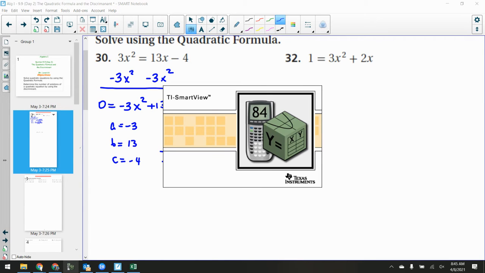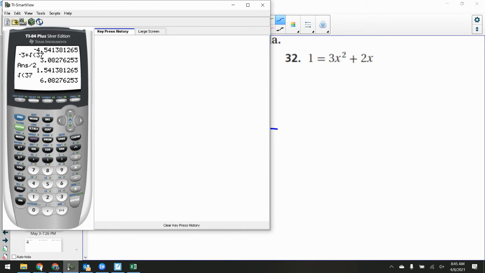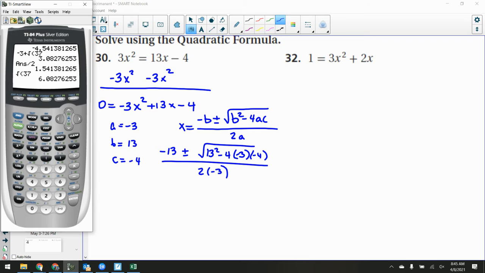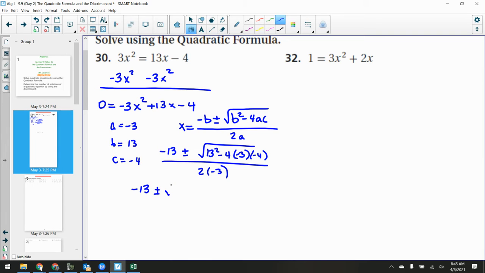Anybody remember what I called that yesterday? Yes, I did call the square root the house. But the thing underneath the square root is called the discriminant. We'll talk about that a little bit more today. So we do 13 squared minus 4 times -3 times -4. 121. So if you did not get 121, you either plugged the numbers in wrong or put it in your calculator wrong. What is the square root of 121? 11. So we can say that this is -13 plus or minus 11, all over -6.